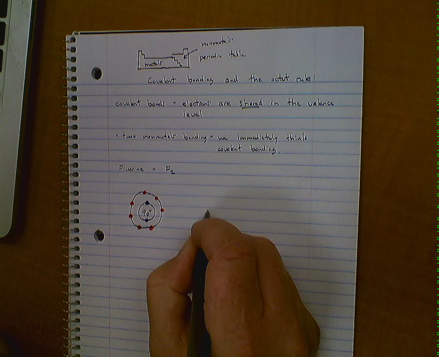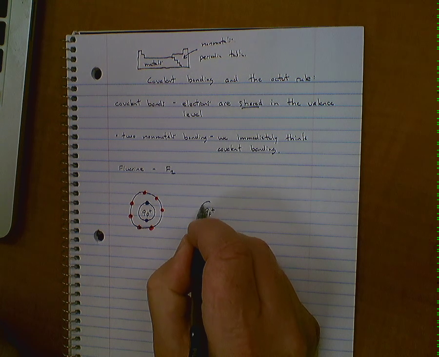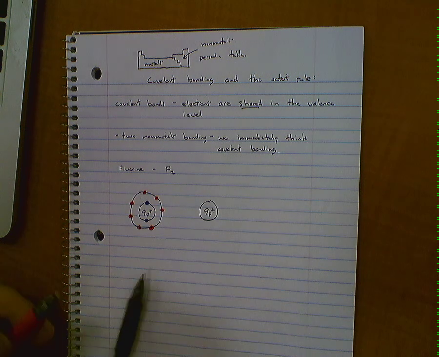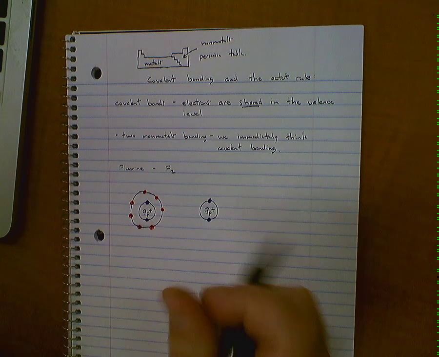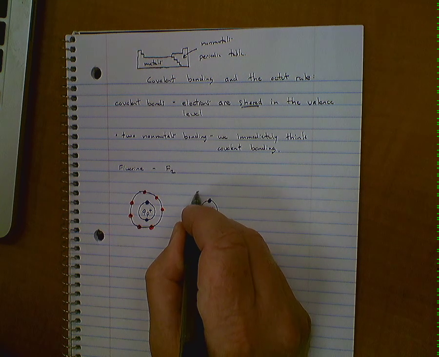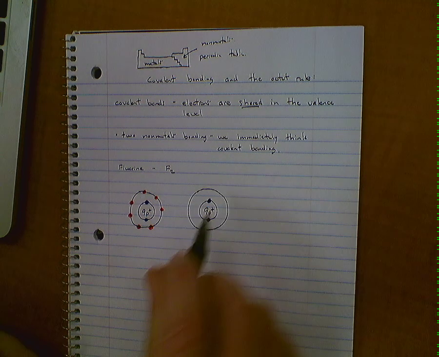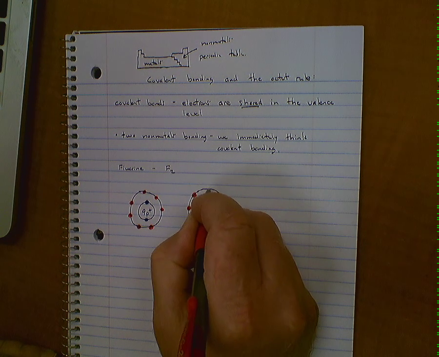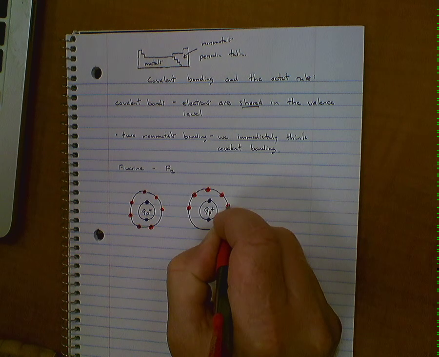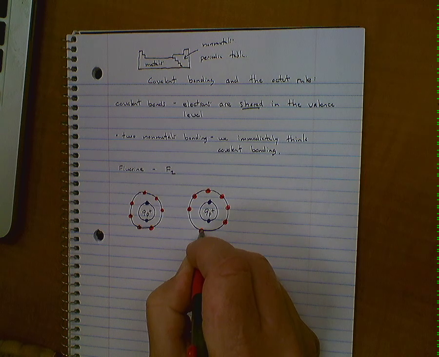There's another fluorine right next door to it with its first level having 2 inner ones, and its second level having 7 outermost ones. 1, 2, 3, 4, 5, 6, a little disorganized, but that's okay, 7.